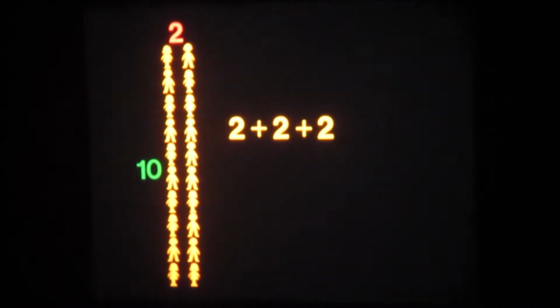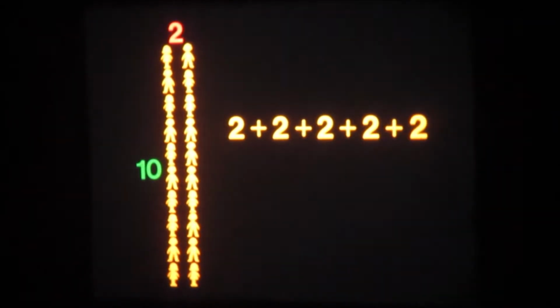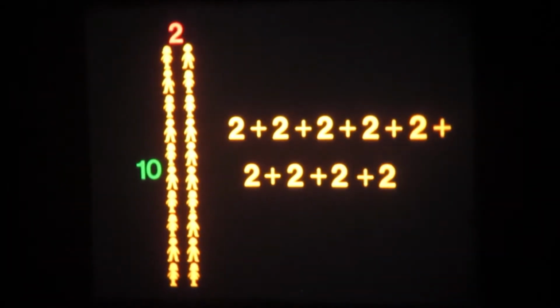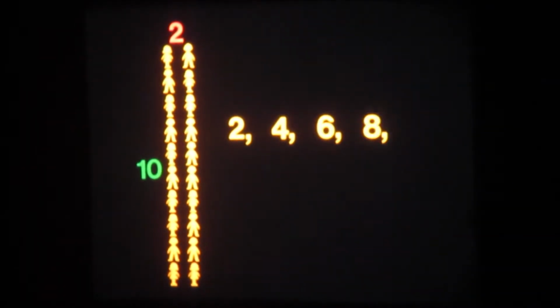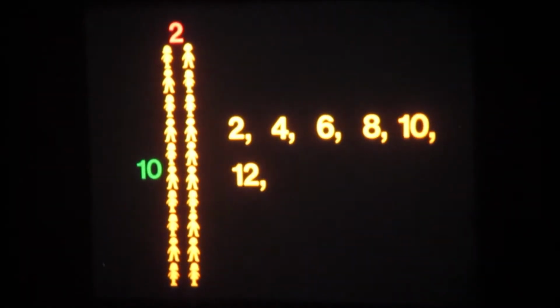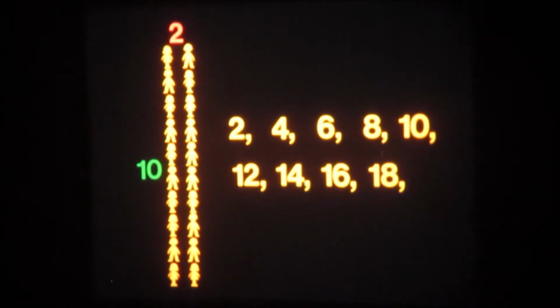Let's see. 2 plus 2 plus 2 plus 2 plus 2 plus 2 plus 2 plus 2 plus 2 plus 2. If you added all of these together, you could find the answer. It would also be the same if you counted by twos. 2, 4, 6, 8, 10, 12, 14, 16, 18, 20.